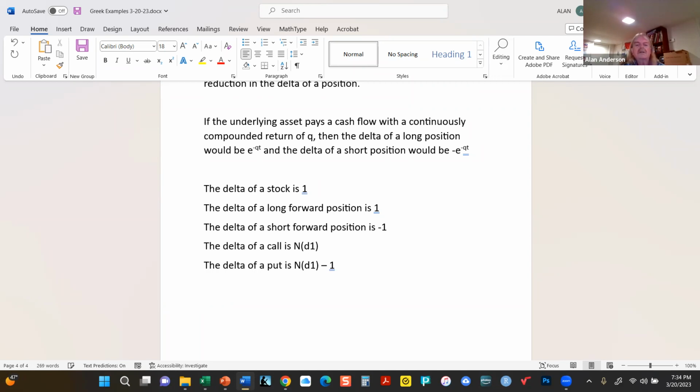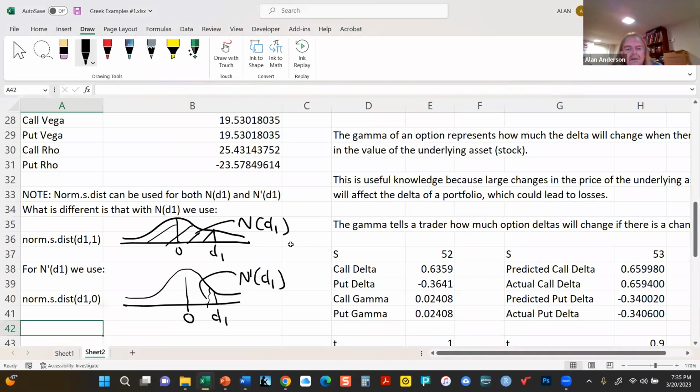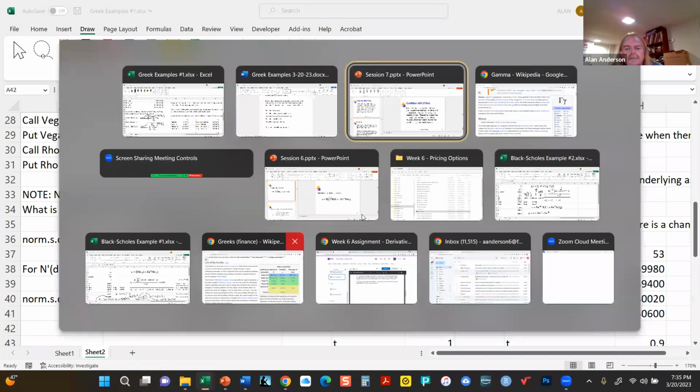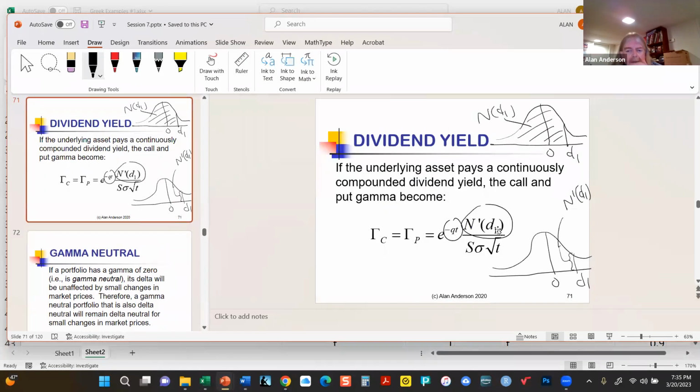Okay, so when it comes to gamma, the gamma of a call or a put option is, and then it's just that formula that I showed you. All right, let me just copy this in here real fast. Here we go.